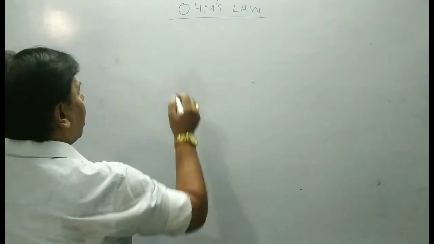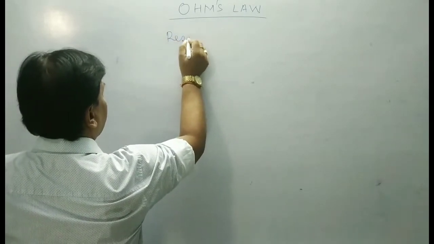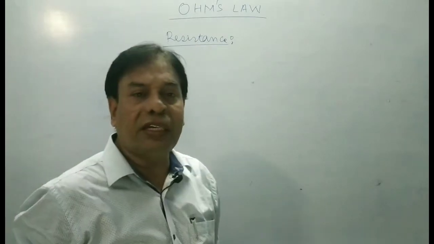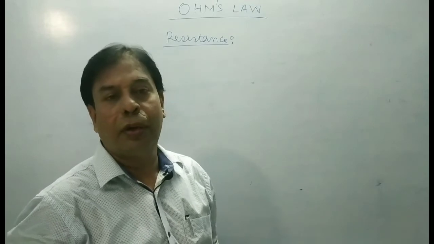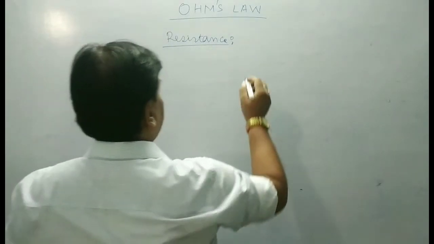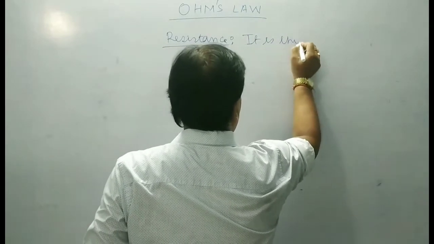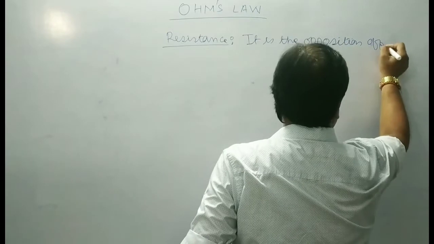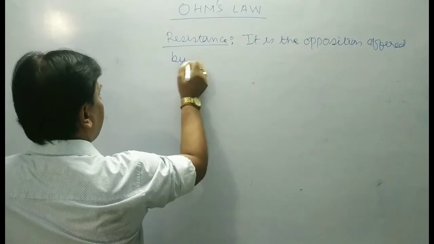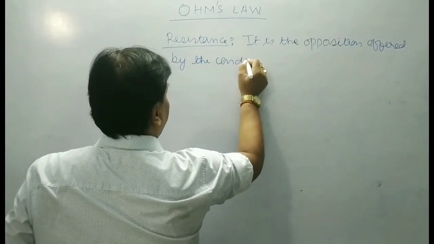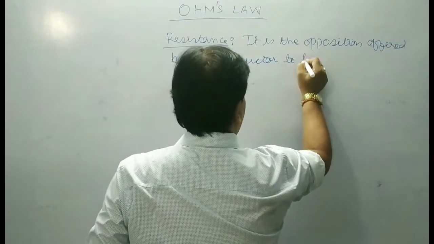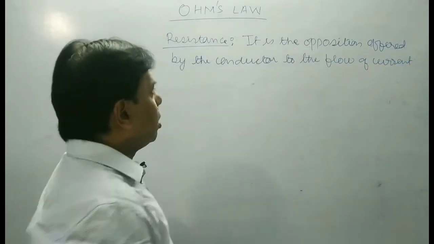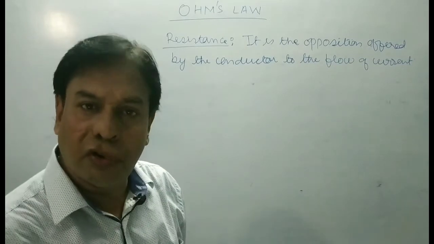We have R, resistance. What is resistance? Resistance is the opposition offered by the conductor to the flow of current. Opposition offered by the conductor to the flow of current. That has to be taken care of.